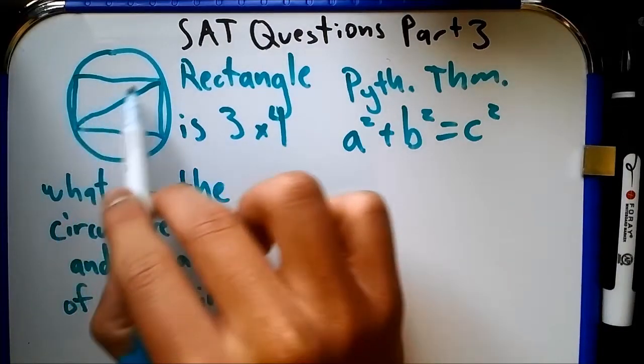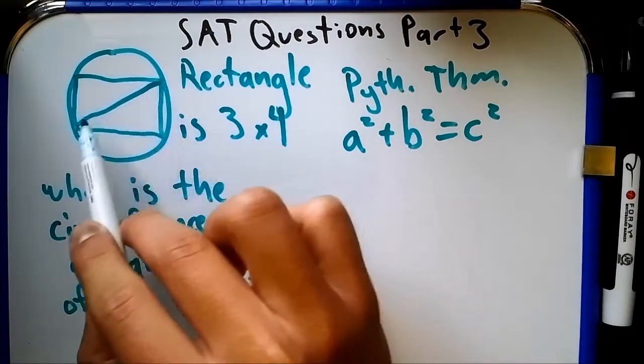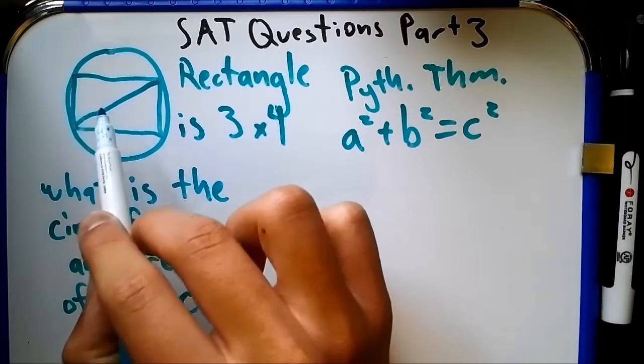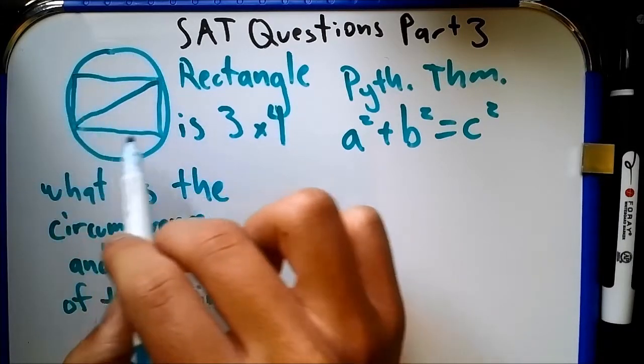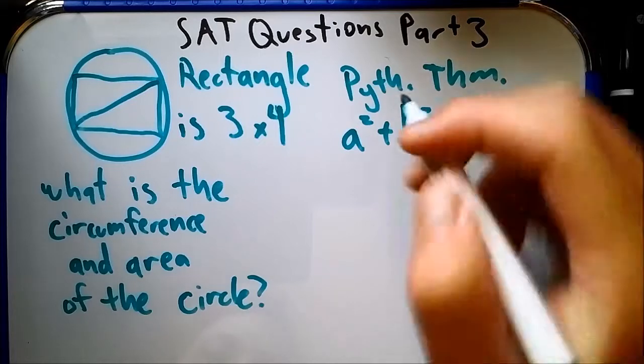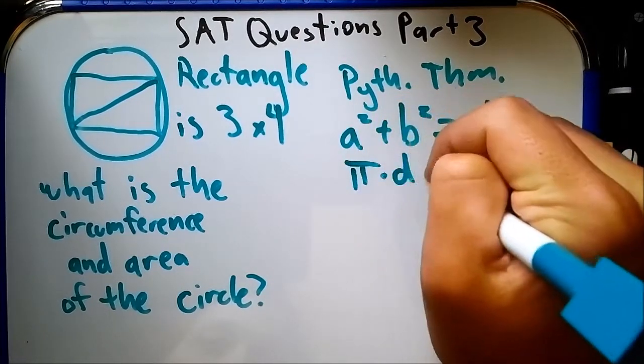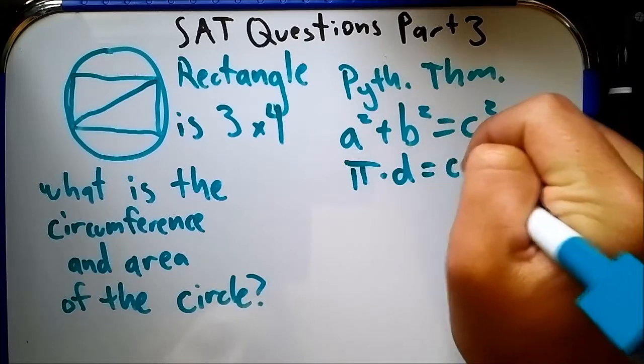So we're trying to find this, because once we know this is the diameter, once we know the diameter, we'll just multiply it by pi. And then also write pi times d equals circumference.